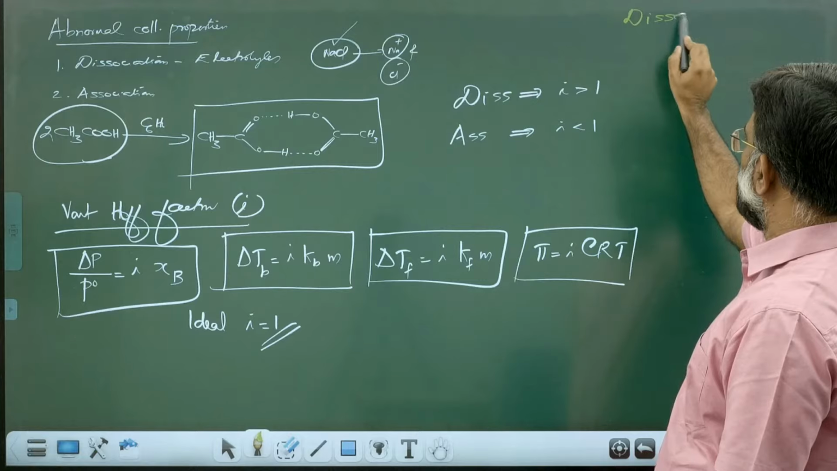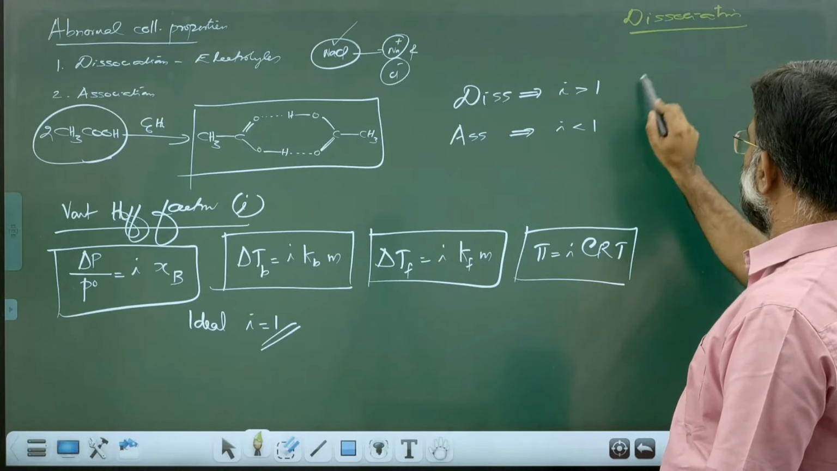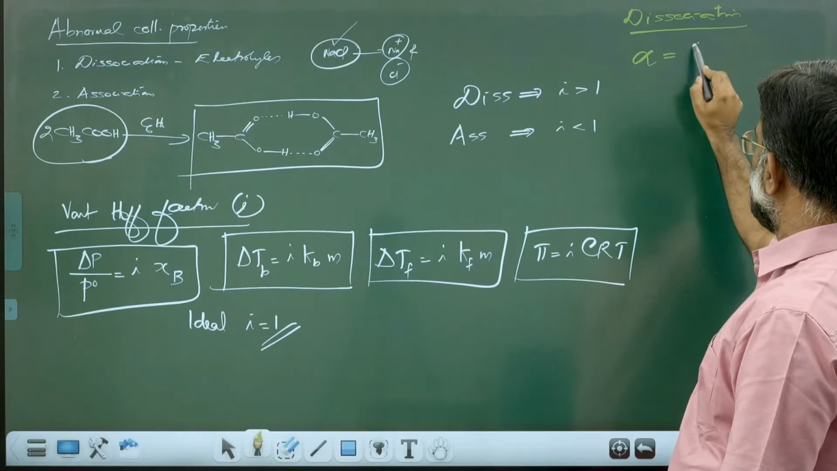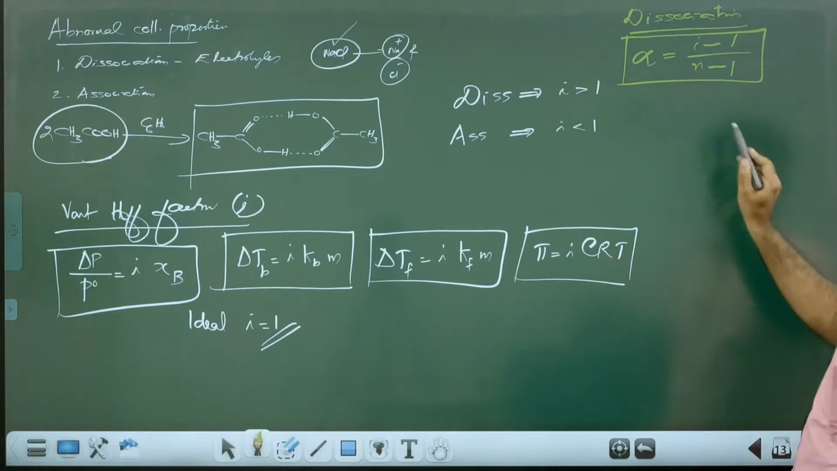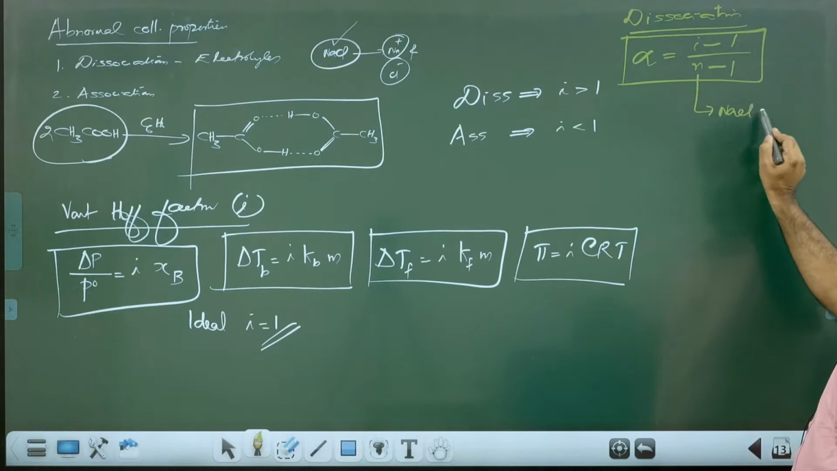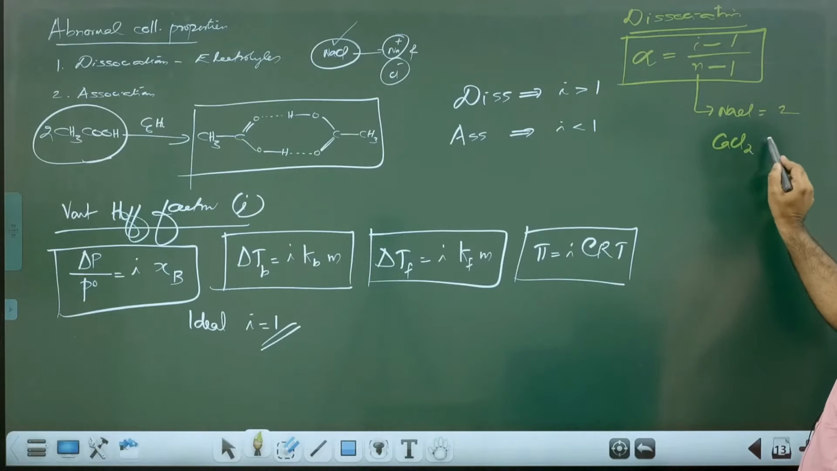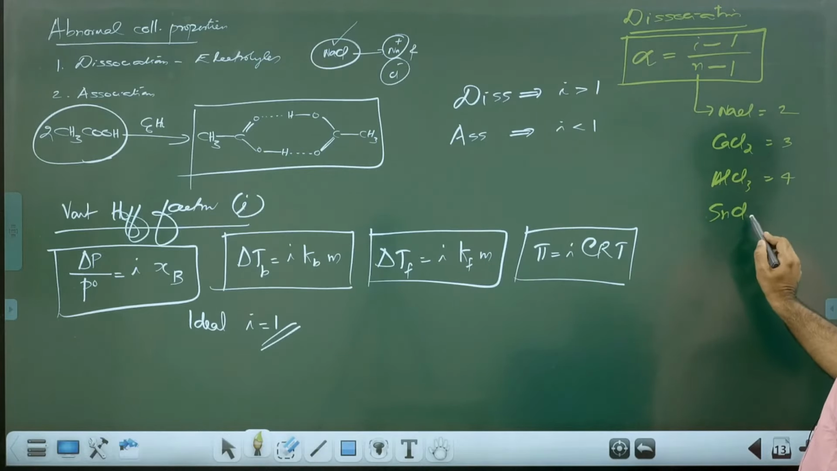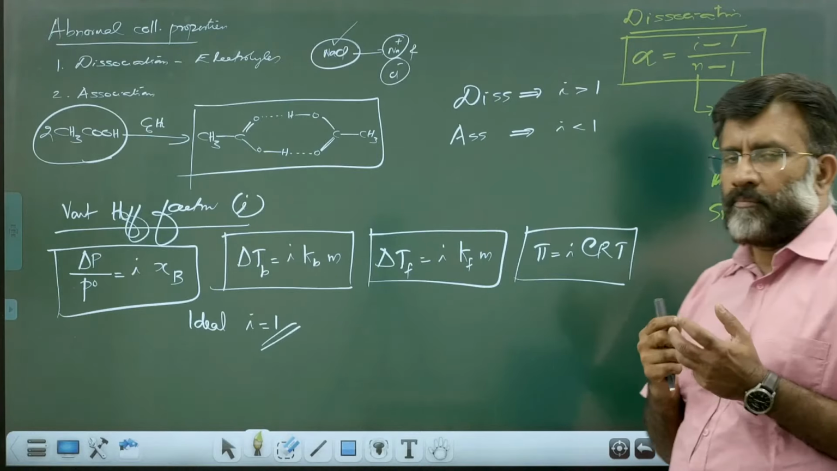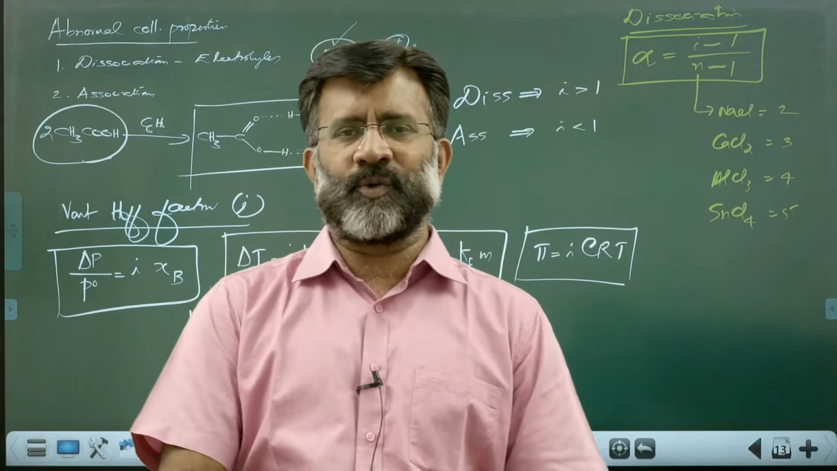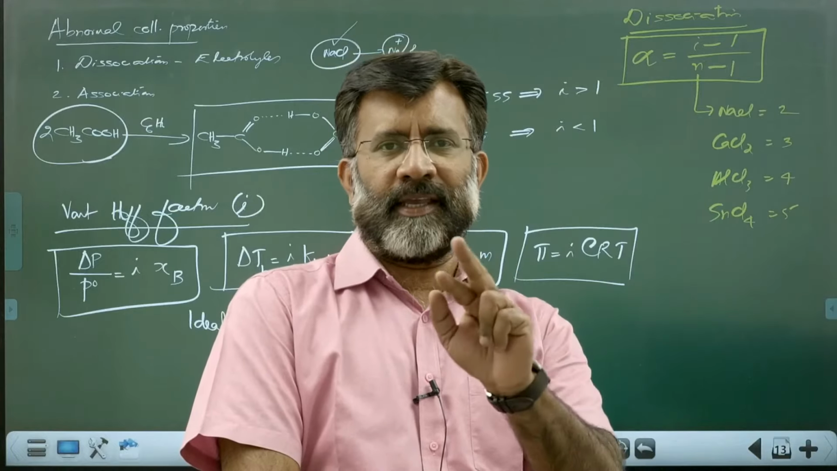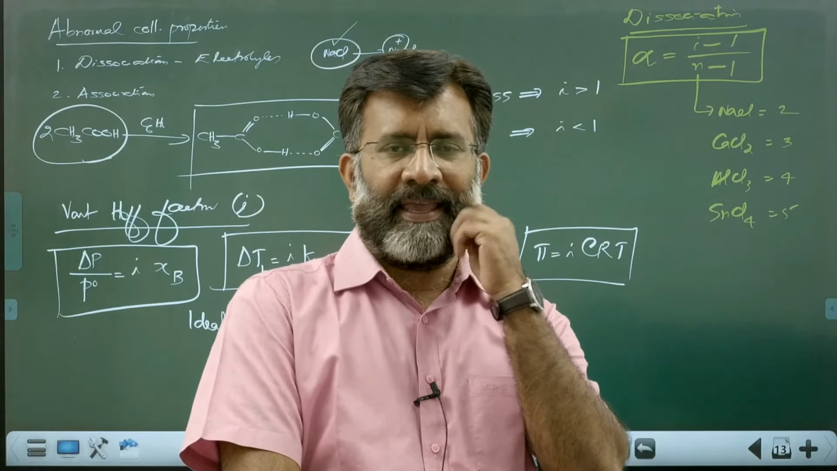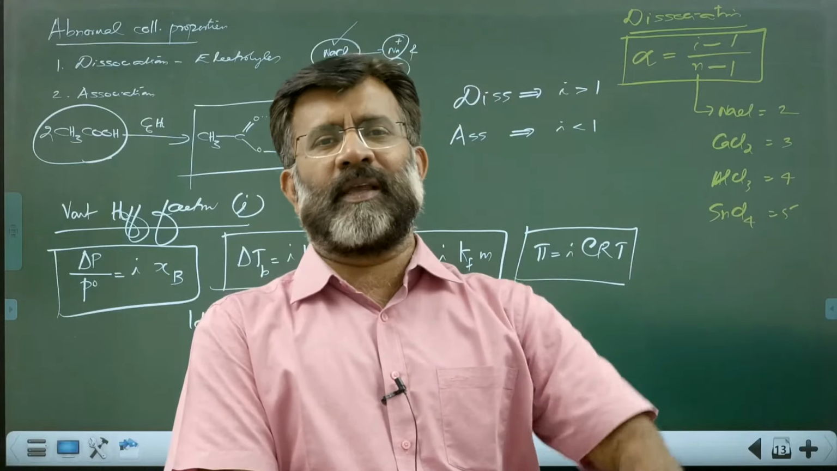For dissociation, alpha, the degree of dissociation, is equal to i minus 1 by n minus 1. What is n? n for NaCl is 2, n for CaCl2 is 3, n for AlCl3 is 4, n for SnCl4 is 5. It is the number of ions after dissociating. NaCl gives Na+ and Cl-, 2; CaCl2 gives Ca2+ and 2Cl-, 3; AlCl3 gives Al3+ and 3Cl-, 4, like that.